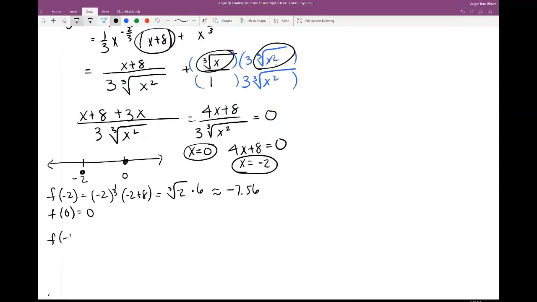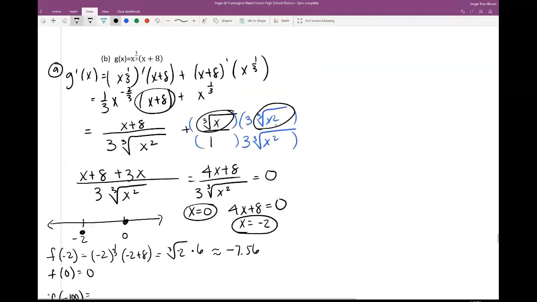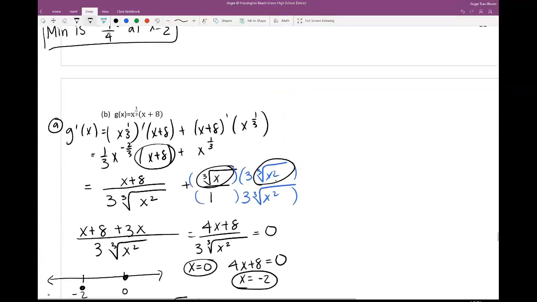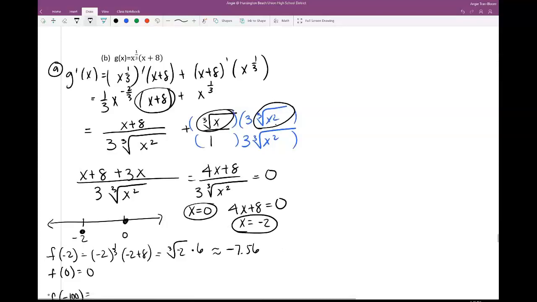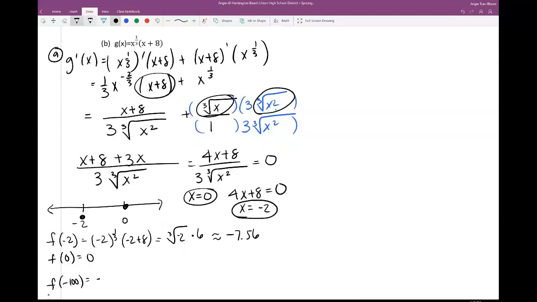So let's do f of negative 100. What if we have f of negative 100? Negative 100 to the 3rd is going to be negative, right? So that's on the outer piece. Negative 100 plus 8, that's negative. So would you agree that's positive?